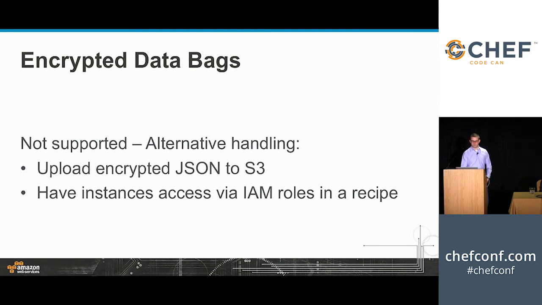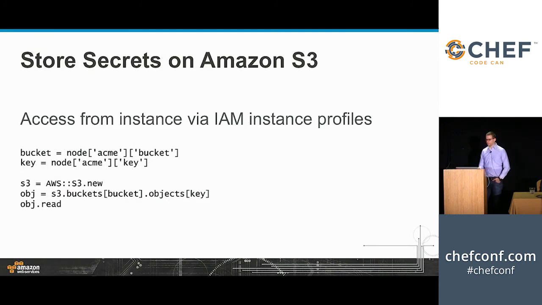And then in a recipe, you would access that information and use the Ruby SDK, for example, in your recipe, and download from S3 the secret that you would like to transport to your machines. This is, of course, a little bit more complicated than just using encrypted data bags, but also gives you the ability to do very fine-grained permissions with IAM. And you solve the same problem, which is how do I get a secret transported to my machine?